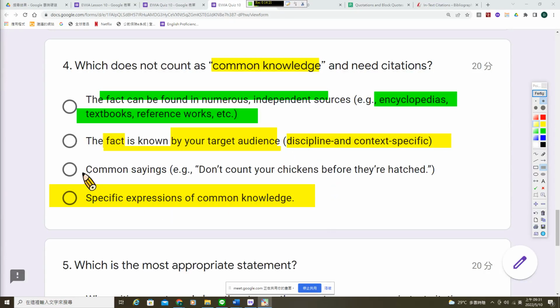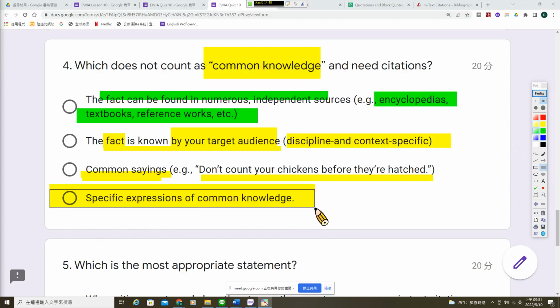And sometimes if this is a common saying, for example, don't count your chickens before they're hatched. Everyone says this. Knock on wood, or a piece of cake, or in Chinese we say 跟吃面一样,吃饭一样. All of these are common sayings. So if this is a common saying, then it belongs to common knowledge, and you don't have to cite, unless this is a specific expression of common knowledge.